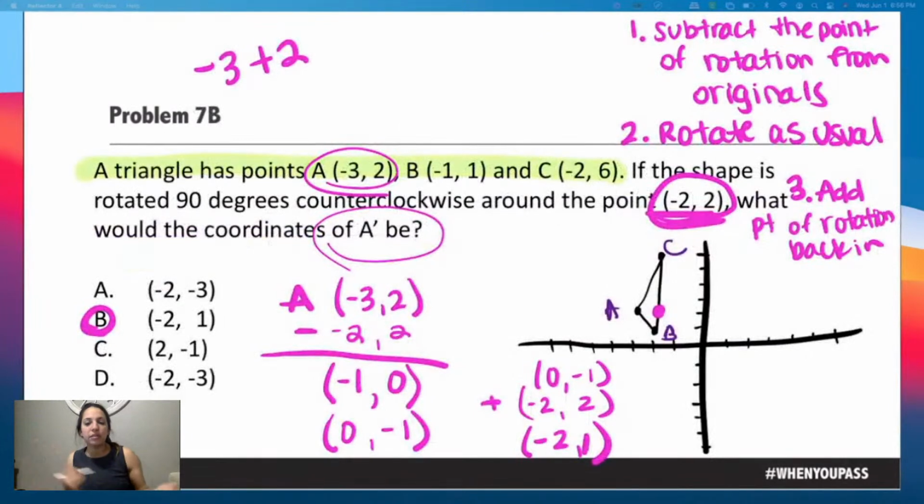Why did I subtract and then add? Because that's the process of how we're translating this triangle. Here's why. Because what I'm actually doing is I'm subtracting the amount and really kind of shifting that shape back to the origin so that I can then rotate around the origin. So by subtracting the value of the point that I'm rotating around, what I'm really doing is shifting the triangle around back to center it back to the origin.